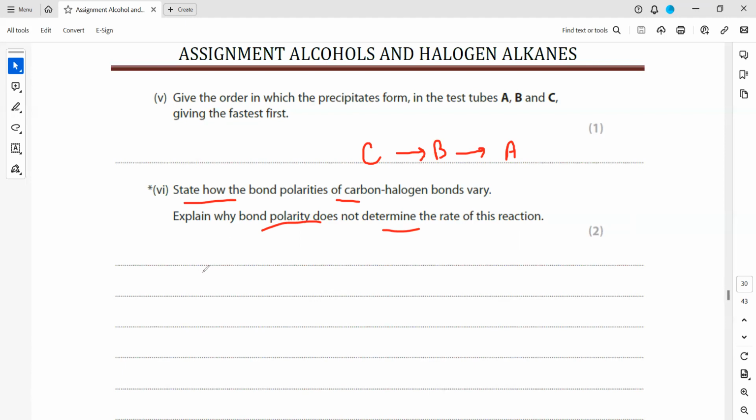Bond polarity means the distribution. The halogen is attached with chlorine, with bromine, and with iodine. So in terms of bond polarity, chlorine is more electronegative, so this will have more negative and positive partial charges, this will have less, and the iodine will have the least positive and negative. So they're asking why the bond polarity is not affecting the rate here.